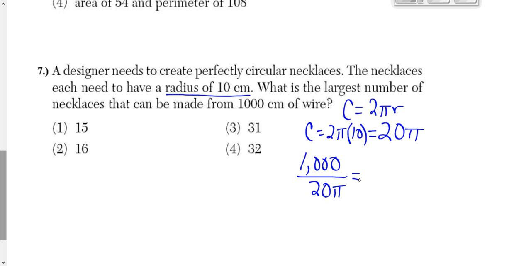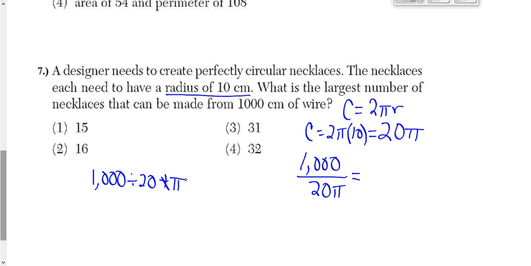1,000 divided by 20 pi, guys. You got 157, did you? Yeah. You know why? You want to know why? Because here's what you put in your calculator. 1,000 divided by 20 times pi. So what you did is not what I wrote here. You did 1,000 divided by 20, and then took that result and multiplied it by pi.